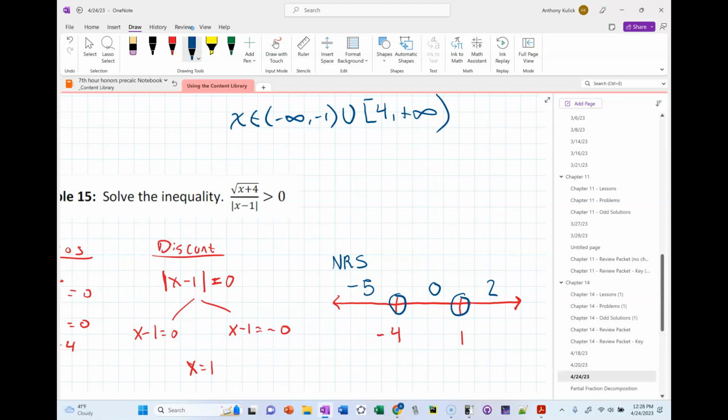Okay. If I plug 0 in, square root of 0 plus 4 is the square root of 4, which is 2, positive. Anyways, and then absolute value of 0 minus 1 is positive. Positive over positive is positive.